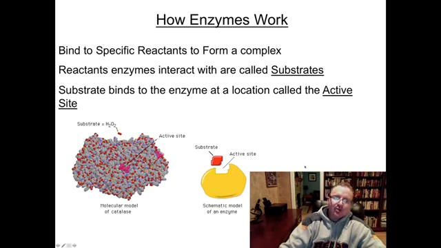Sometimes this is referred to as the lock and key model of enzyme action. You can see that the substrate and the active site seem to fit together kind of like a puzzle would fit together. So that gives you a little bit of an idea about the basic workings of enzymes. We have the enzyme with its active site, the substrate that it works on, and when they join together they form that complex.